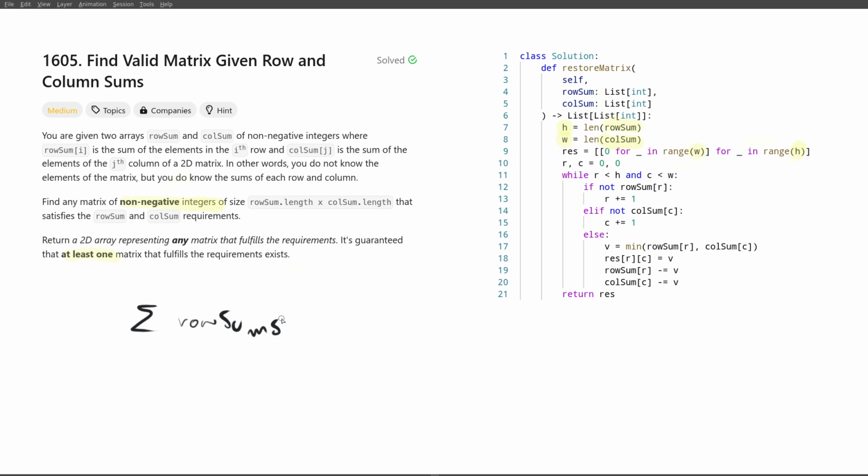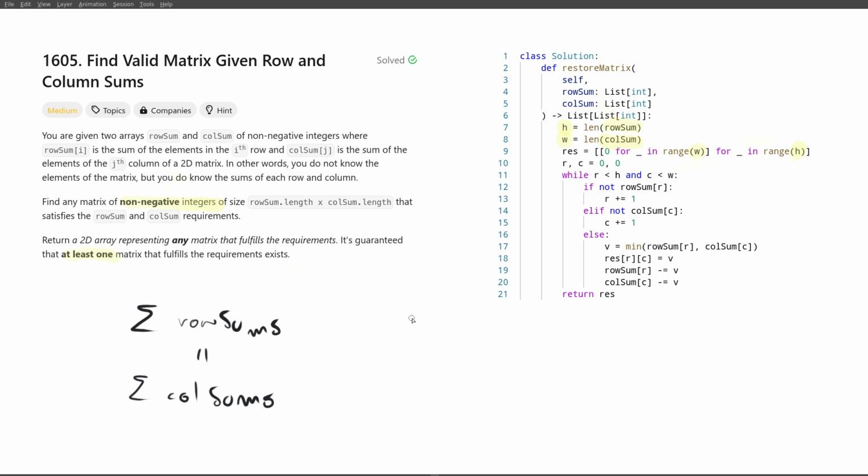is equal to just the sum over the whole matrix. So it has to be equal to the sum over all column sums. So in other words, the sum of both of those arrays has to be the same. If it's not, then clearly that would be impossible to reconstruct that matrix. But maybe we can look at this fact and try to come up with a solution based on that fact.